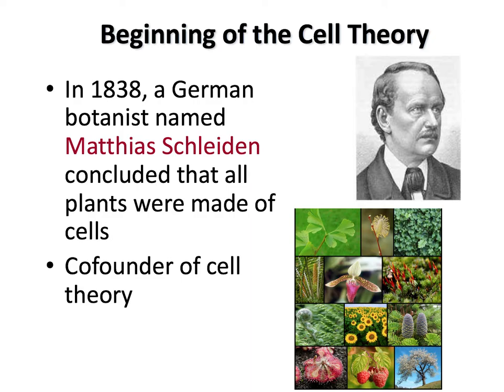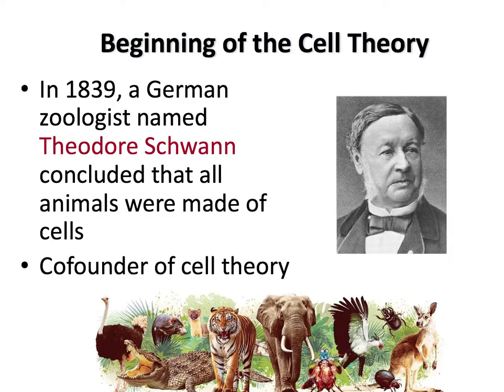And then in 1838, quite a while later, we started to see something known as the cell theory take shape. And this scientist over here, Matthias Schleiden, was a botanist. He studied plants for his whole entire life, and he concluded that all plants are made up of cells. He is one of the co-founders of the cell theory. Here is another. This is Theodor Schwann, and he was a zoologist. He studied animals, and he concluded that all animals are made of cells, so he is another co-founder of cell theory.